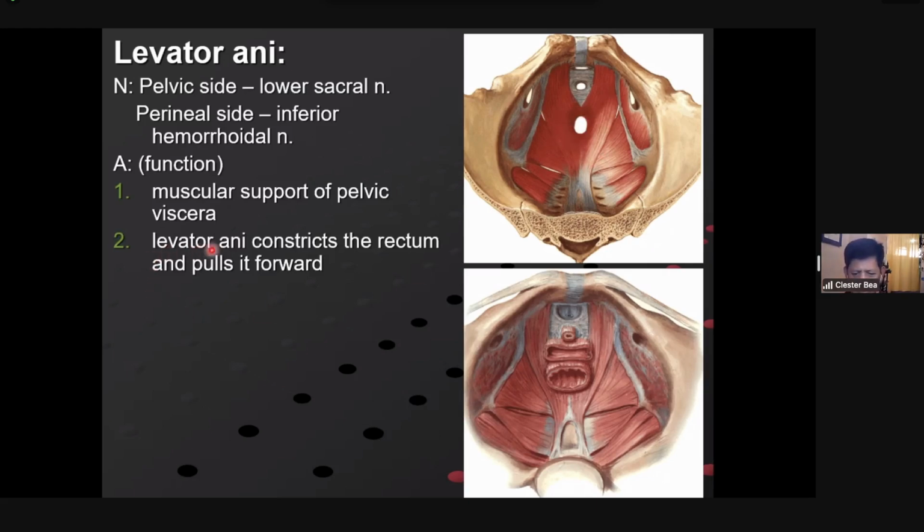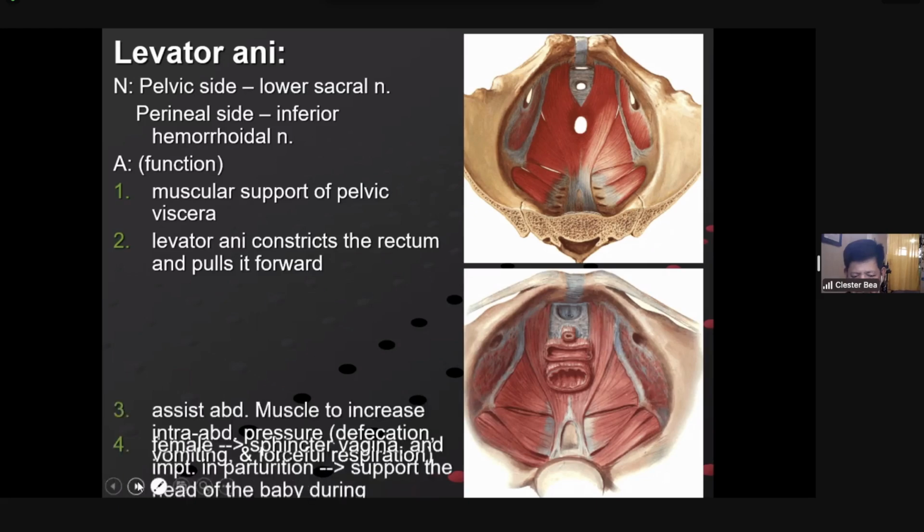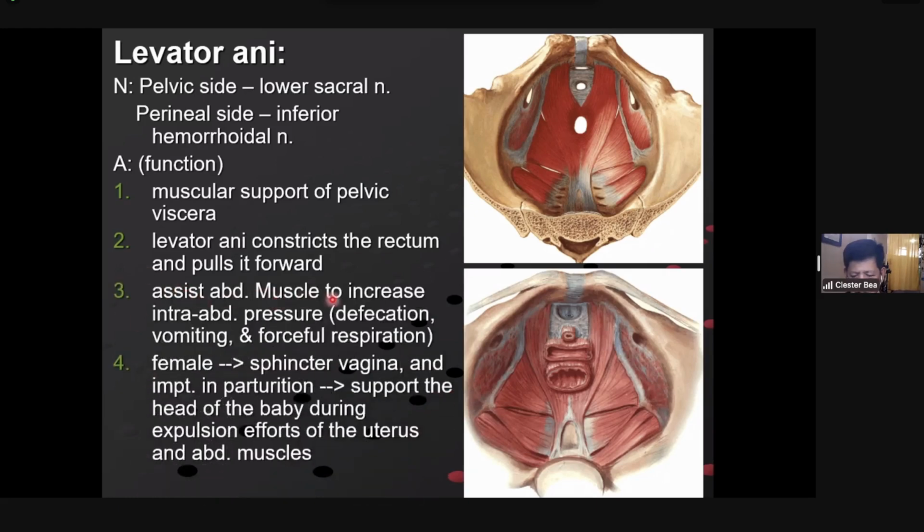Now, another more specific action of the levator ani is that it constricts the rectum and pulls it forward. So, what part of the levator ani constricts the rectum? The muscle fibers closest to the rectum, that's the puborectalis. It constricts the rectum and pulls it forward so that there is an angulation between the rectum and the anal canal. It also assists the abdominal muscles to increase intra-abdominal pressure during defecation, forceful respiration, and vomiting.